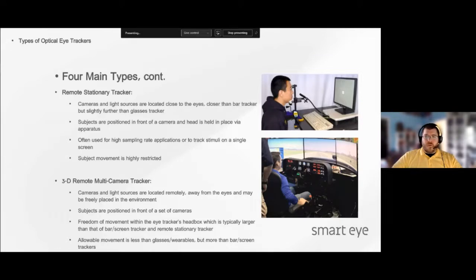And fourth, we have 3D remote multi-camera solutions. Subjects are positioned the furthest away from the cameras, relatively speaking. Cameras can be freely placed in the test environment. These types of trackers offer the largest headbox and field of view for subjects, allowing subjects more freedom of movement and allowing researchers to track subjects' eye movements over a larger area. An example here would be tracking a pilot in an aircraft simulator to determine if processes or procedures are being followed correctly.